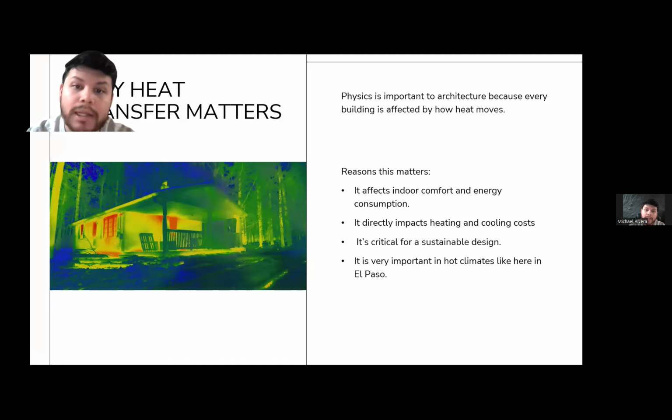Before class, I never really thought about how much physics goes into designing a building. But heat transfer is one of the biggest things that architects have to deal with, since it affects how comfortable people can be and how a space can feel, how much energy the building uses, and even long-term costs. Especially here in El Paso, where it gets crazy hot in the summer, controlling the heat is really important.